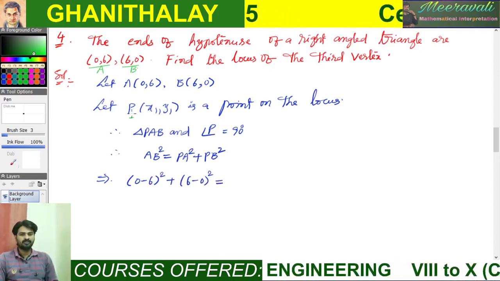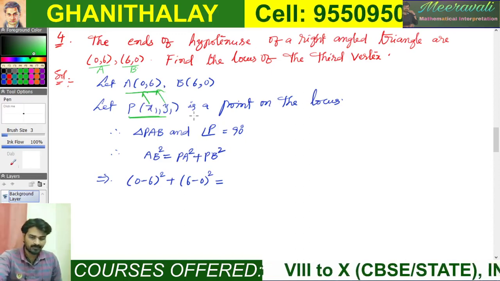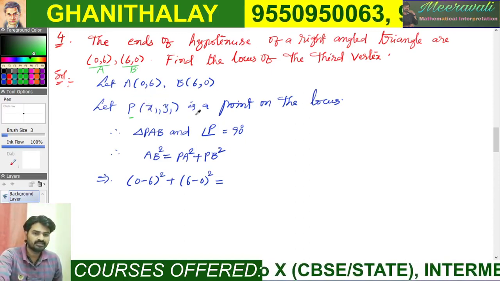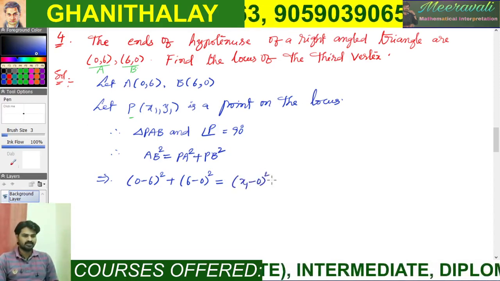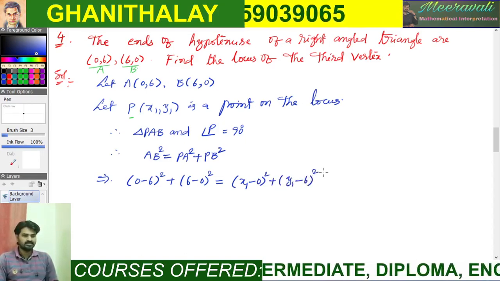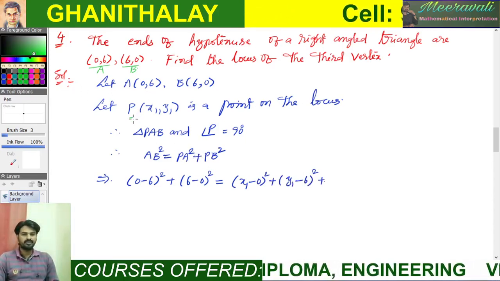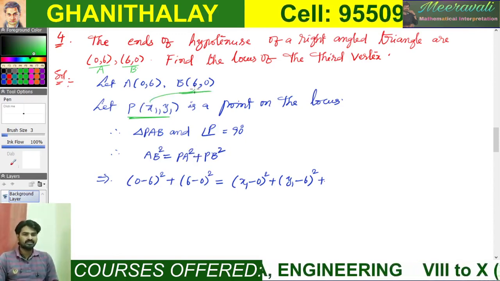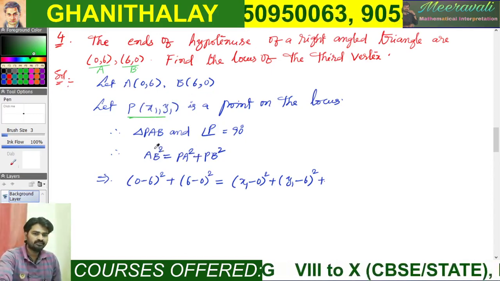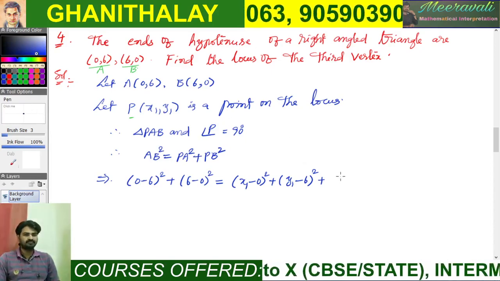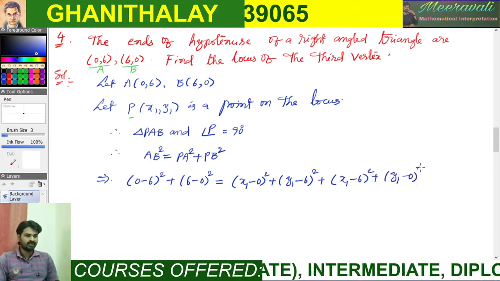You can use the points P and A. PA means x coordinates minus, y coordinates minus. Now what do you have to write here? x1 minus 0 whole square plus y1 minus 6 whole square, plus, next, PB square. PB means you can use the points P and B. So x coordinate subtraction x1 minus 6, y coordinate subtraction y1 minus 0. Now if you substitute here, you get x1 minus 6 whole square plus y1 minus 0 whole square.